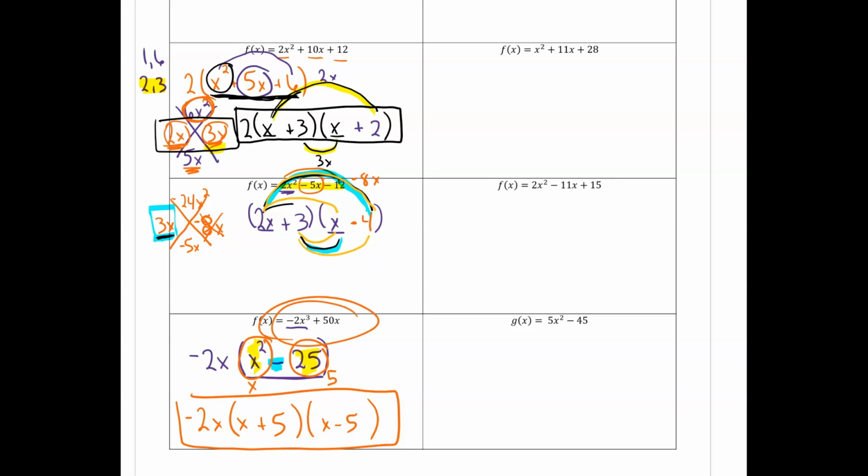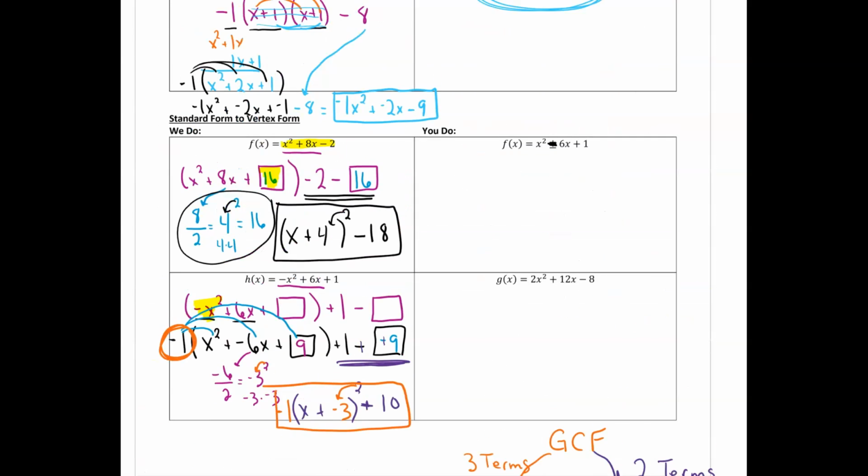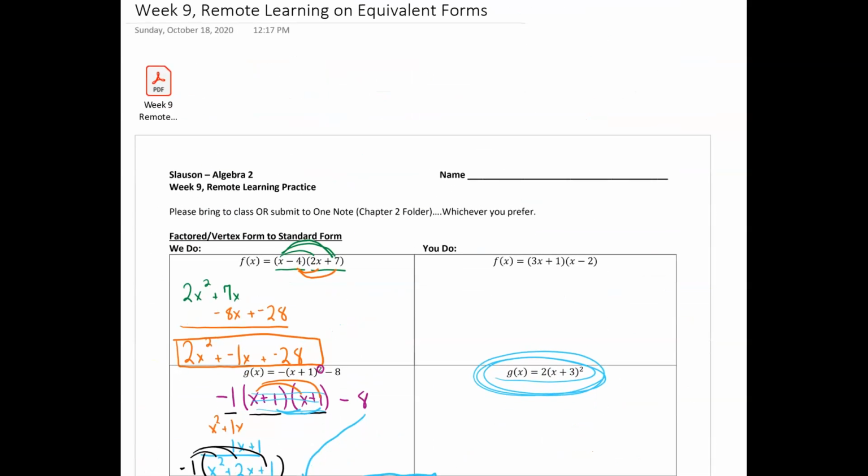So you're going to do the problem on the right. When you're done, you can turn this in, or you can go to Schoology and look for the title in the section 2 folder. Look for this title there, or here it is again, and take a picture and submit it. All right, that's it.